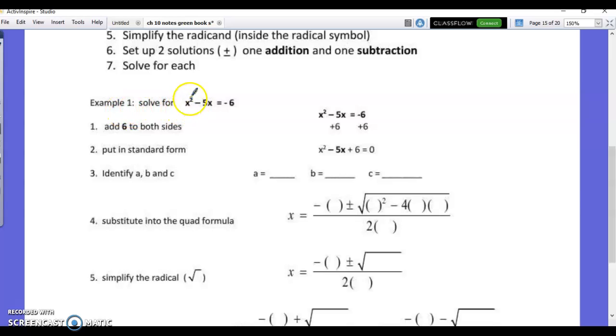All right, so this would be an example of going through all the steps. For example, if we have x squared minus 5x equals negative 6, we would first add 6 to both sides so that we are in standard form. This will allow us to identify our a, b, and c as 1, because that goes with the x squared, negative 5 for b, and then 6 for our c. So if we substitute now these numbers into the quadratic formula, so x equals negative b, which would be negative 5, plus or minus the square root of b squared, which is again negative 5, minus 4 times a times c, all divided by 2a.